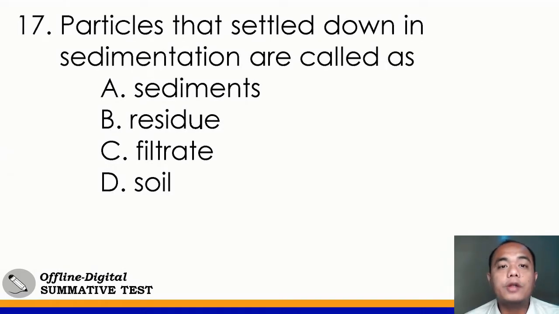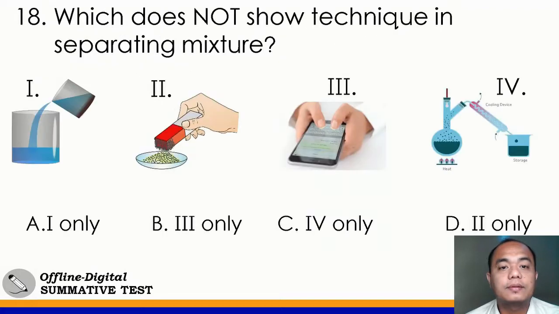Number 17. Particles that settle down in sedimentation are called A. Sediments, B. Residue, C. Filtrate, or letter D. Soil. The correct answer is letter A. Sediments.